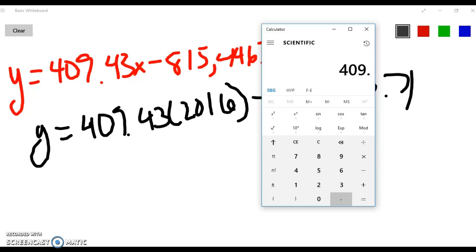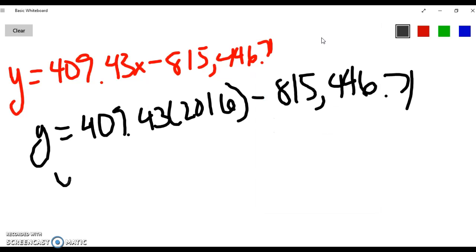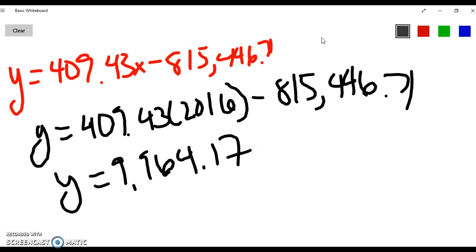So 409.43 times 2016 minus 815,446.71 is $9,964.17. $9,964.17 is what we predict the cost of attending college would be.